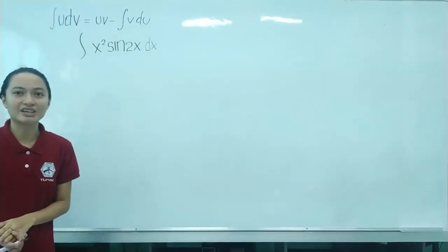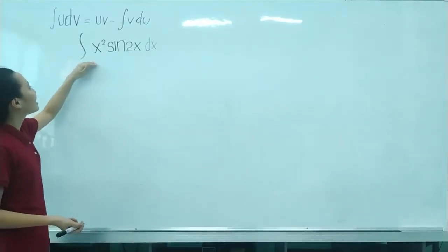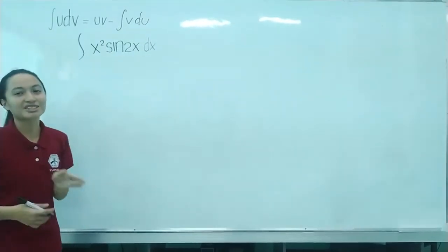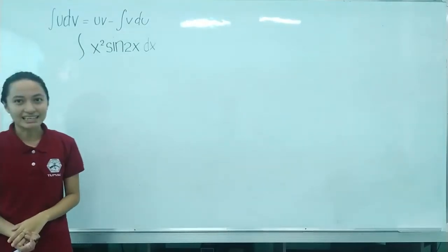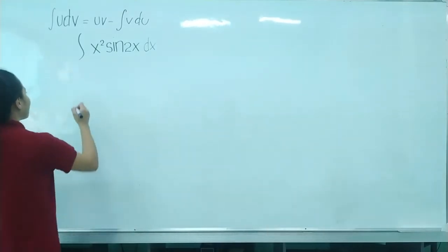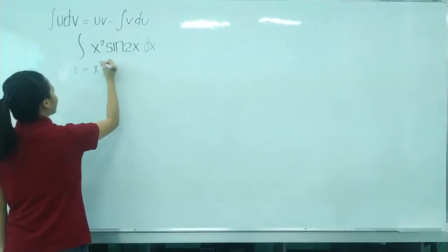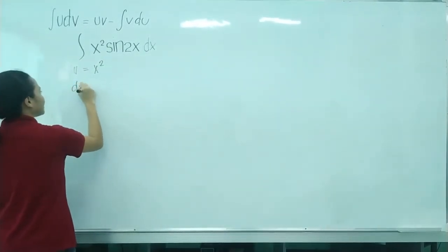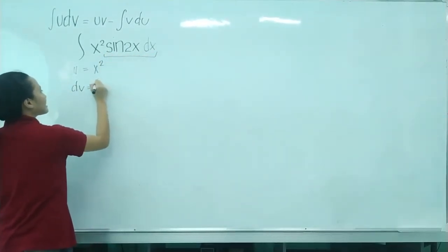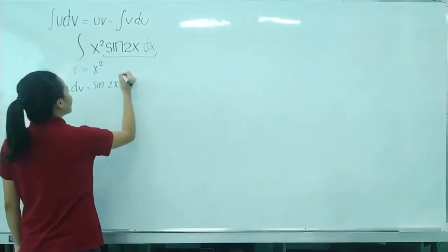So as mentioned earlier, we can use the trick called ILATE. We have an algebraic expression here and trigonometric functions. So what comes first in ILATE? It is the algebraic function, and that will be our u. So our u is equal to x squared. And our dv is sine 2x dx.